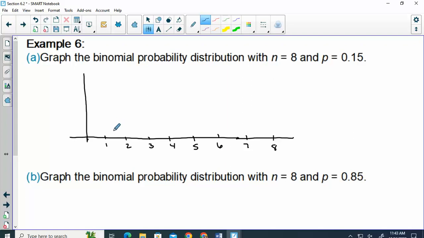Let's look at our table. If n equals 8 and p equals 0.15, so that is on the table. Those are the probabilities that we are going to be graphing.